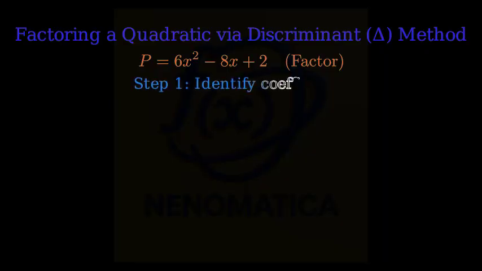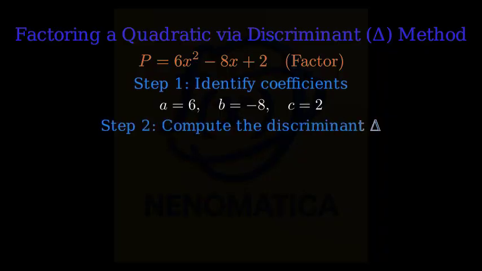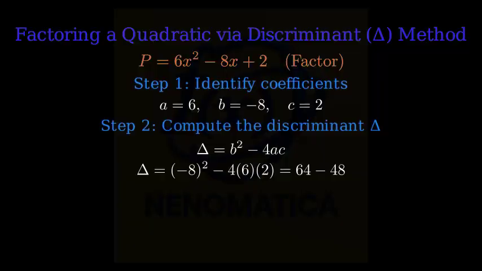Step 1. Identify the coefficients a, b, and c. For our quadratic ax squared plus bx plus c, we have a equals 6, b equals negative 8, and c equals 2. Step 2. Compute the discriminant. Delta equals b squared minus 4ac. Plugging in, we get negative 8 squared minus 4 times 6 times 2 equals 64 minus 48. So delta equals 16.